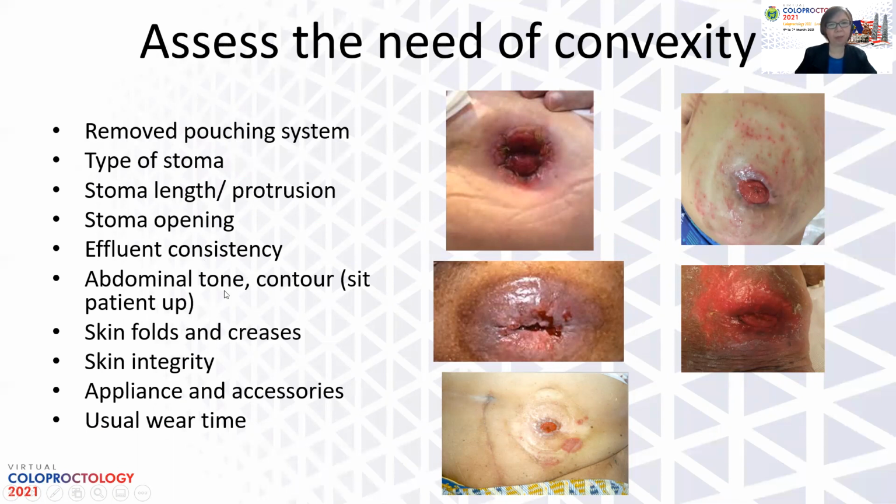Then when we look at the abdominal tone, whether it is like what you saw earlier, with a lot of skin folds, a fat apron, or sometimes the skin surrounding the stoma is very badly damaged. So the best way to assess is to sit the patient up. Only when they sit up or bend a little bit can you see exactly where the skin fold is. Otherwise, when they are lying down flat, you will hardly see any skin fold. The same goes for skin folds and creases. When sitting up, you can see much better.